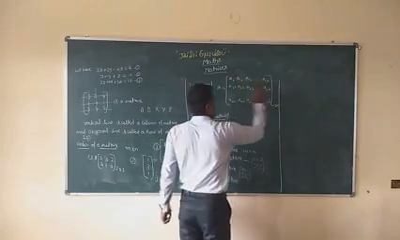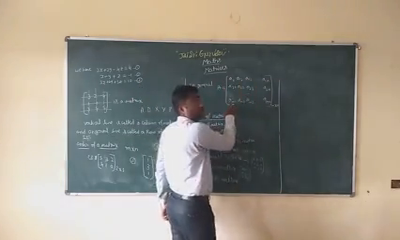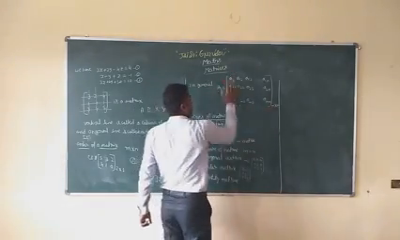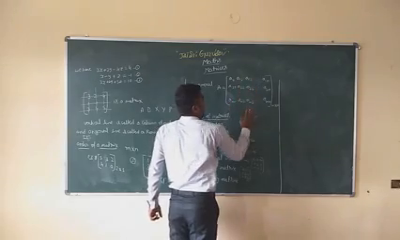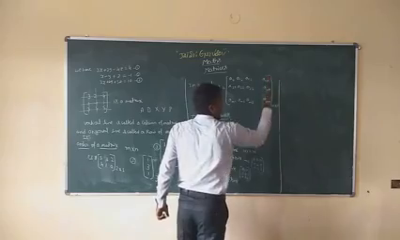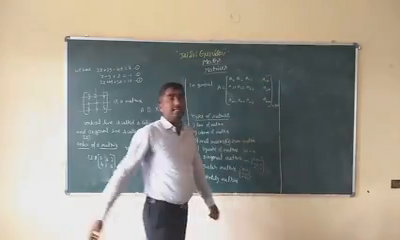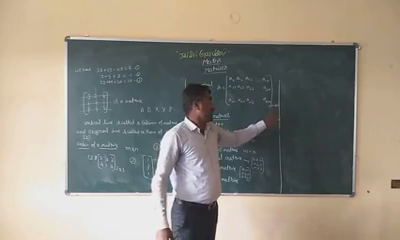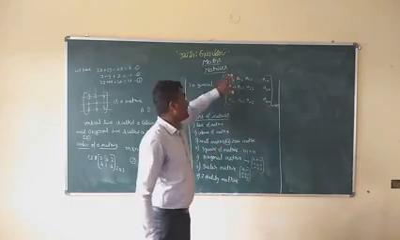First row, second row, third, fourth, up to mth row. Therefore, it is m. How many columns are there? First column, second column, third column, and so on. Last one is n column. Therefore, it is n. In general, m cross n. Order of matrix is m cross n.